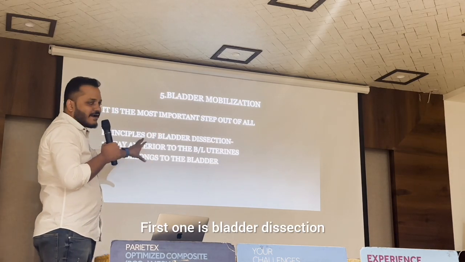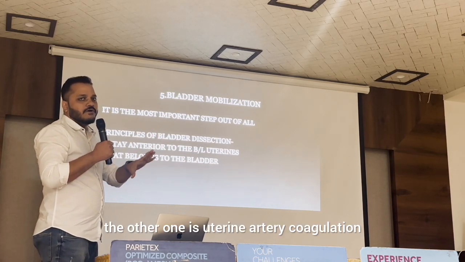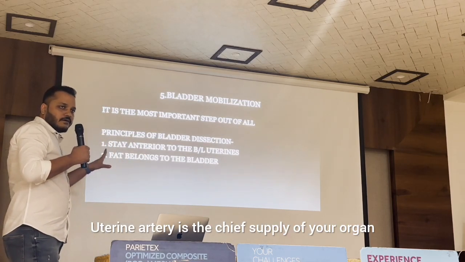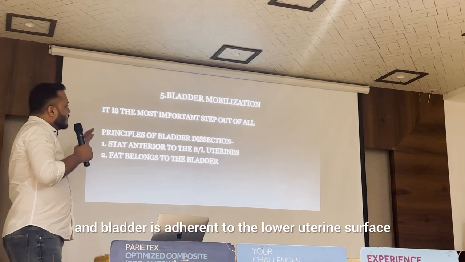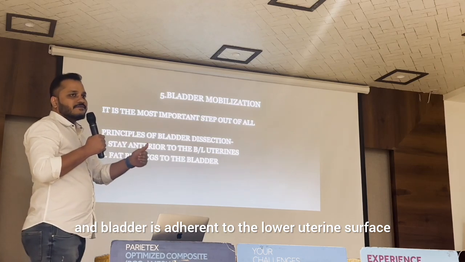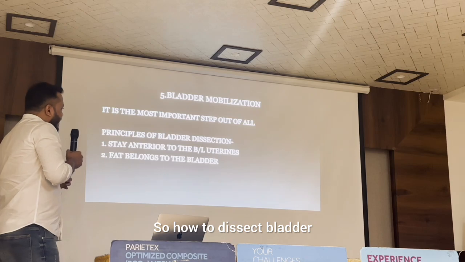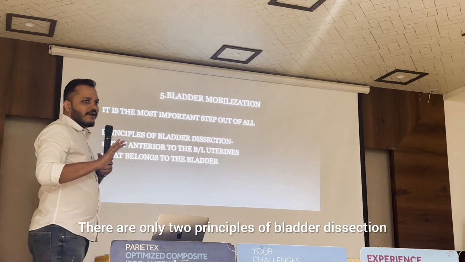First one is bladder dissection, the other one is uterine artery coagulation. Uterine artery is the chief supply of the organ that you are dissecting, and bladder is adherent to the lower uterine surface. So how to dissect bladder?